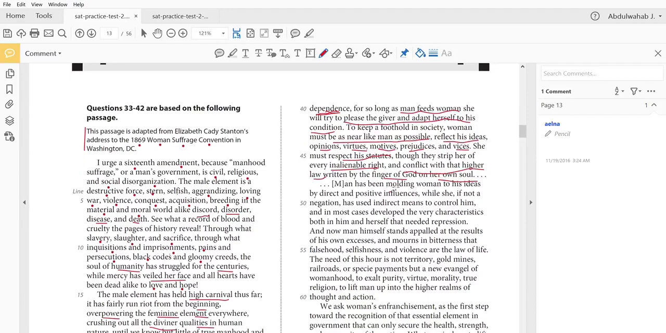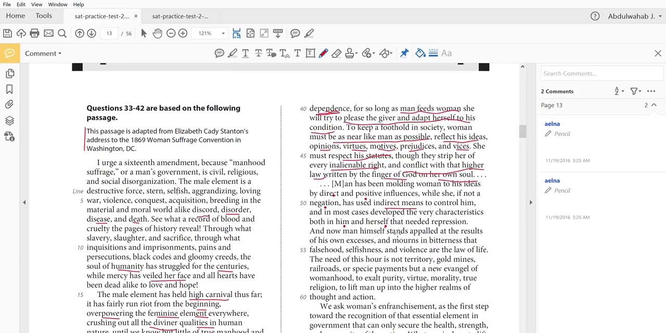Man has been molding woman, or changing her, okay, to his liking, modifying her by direct positive influences, while she, if not a negation, has used indirect means to control him, and in most cases developed the very characteristics both in him and herself that needed repression. So even women have developed the very characteristics which are present in man, which are the characteristics that actually need repression or that actually need to disappear from society.